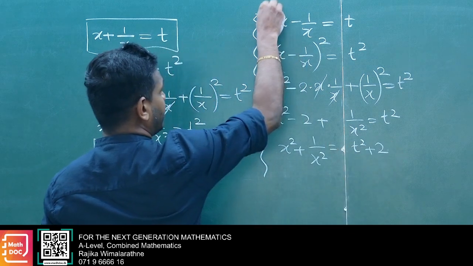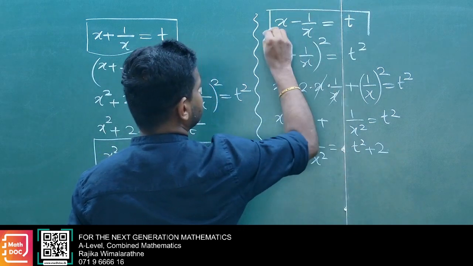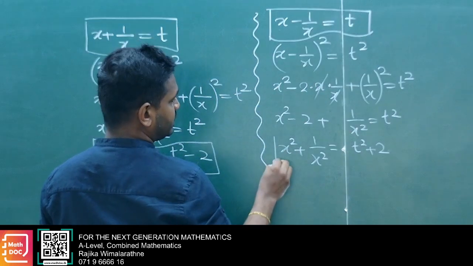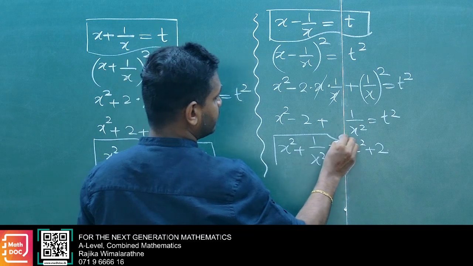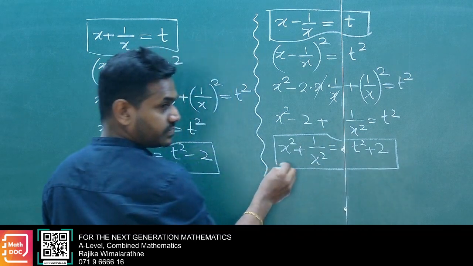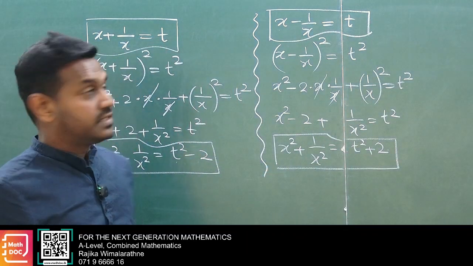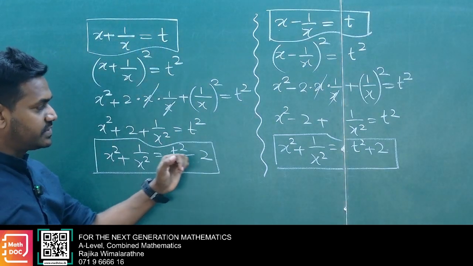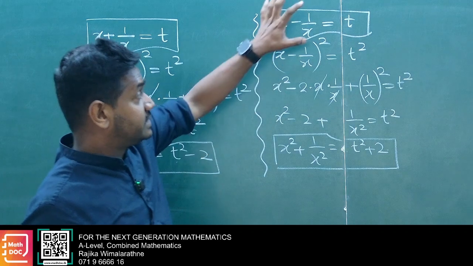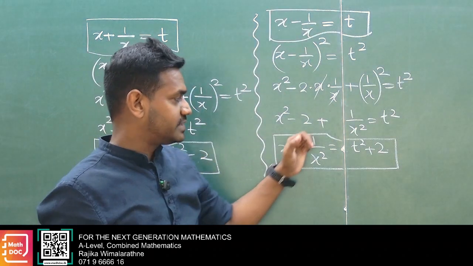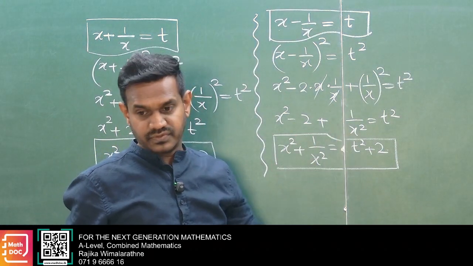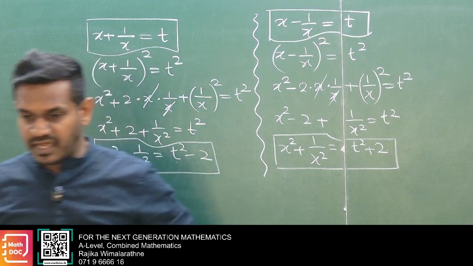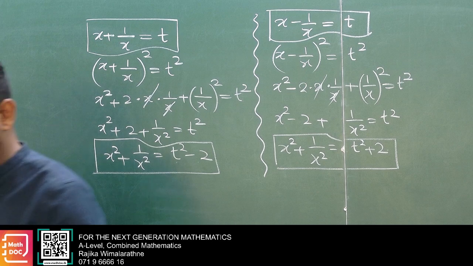So when x minus 1 over x equals t, the corresponding x squared plus 1 over x squared equals t squared plus 2. If you get x plus 1 over x as the substitution, then x squared plus 1 over x squared will be t squared minus 2. If you get x minus 1 over x as the substitution, then x squared plus 1 over x squared will be t squared plus 2. Okay? That is very important. Then I'll do one example.